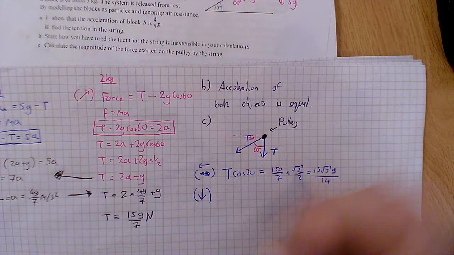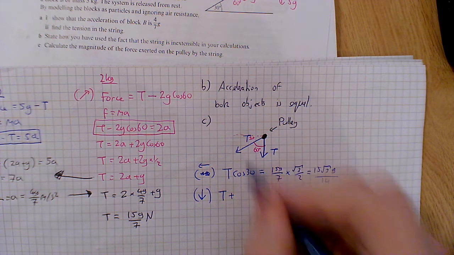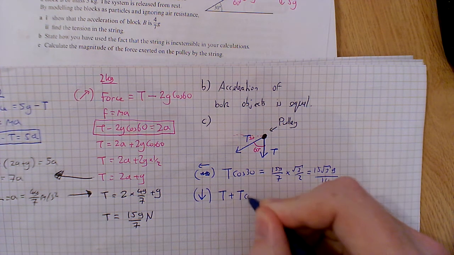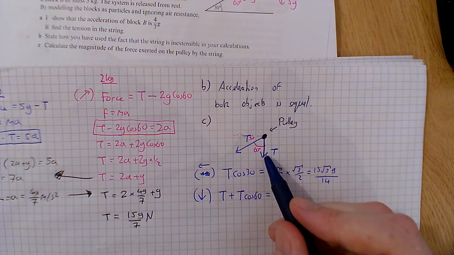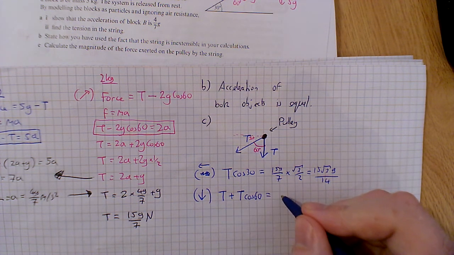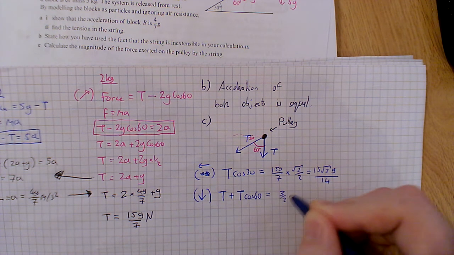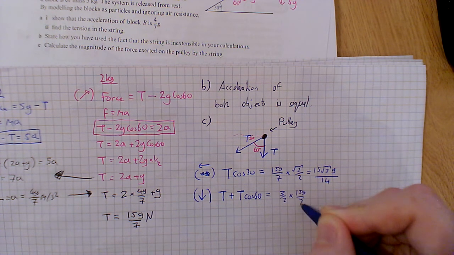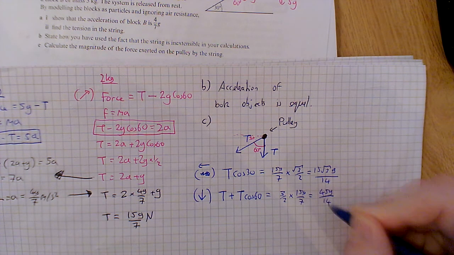Then we've got the downwards motion. So we've firstly got a whole T that's going straight down, and then we've got this T that's also pulling it down, but this is going to be T cos 60. Right, because we've gone through the angle to get to the horizontal of 60 degrees. So if we add them together, cos 60 is 1/2, so we'll get 3 over 2 times T, which is 15g over 7. This is going to be 45g over 14.